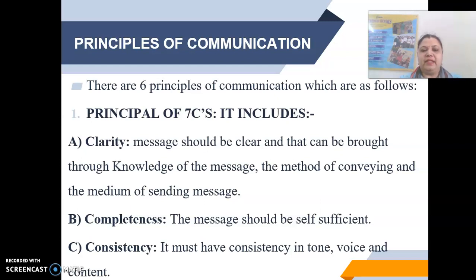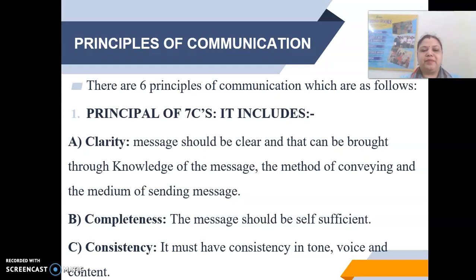Next is completeness. The message should be self-sufficient. Each message must have a clear and logical conclusion. The conclusion gives an indication that there is no more to come. So, it is very essential that message should be complete in itself.